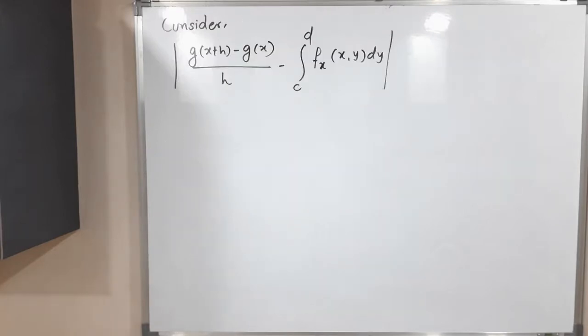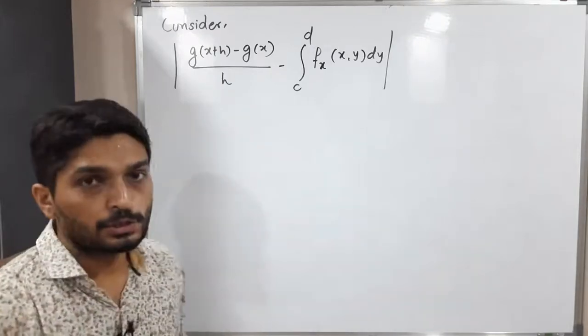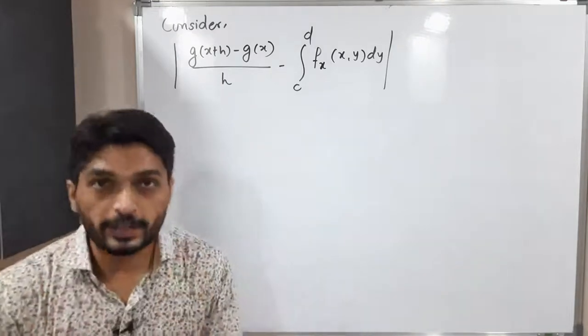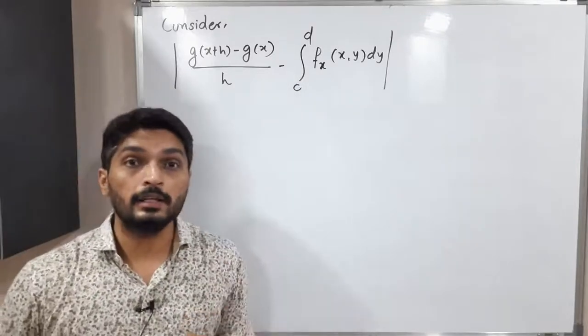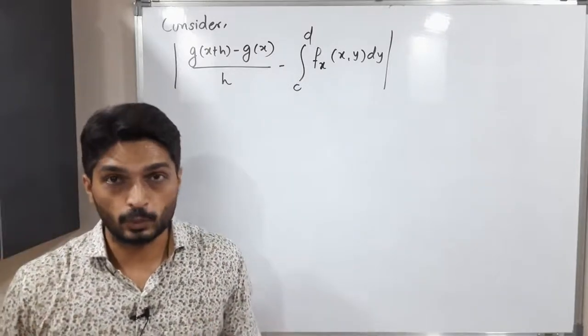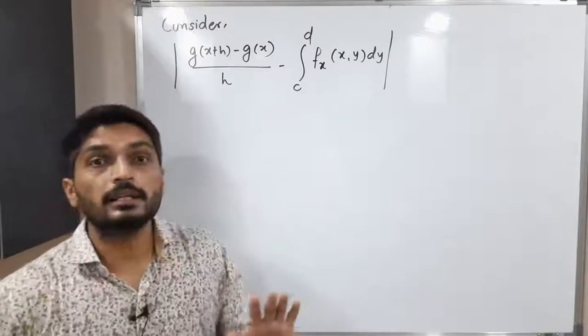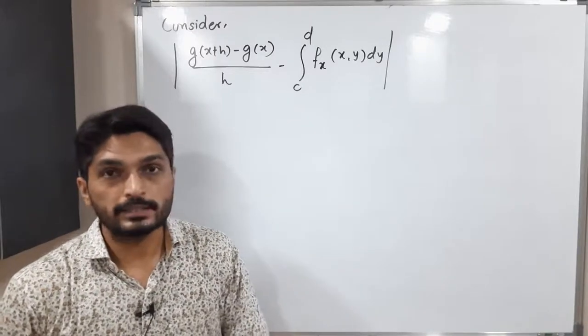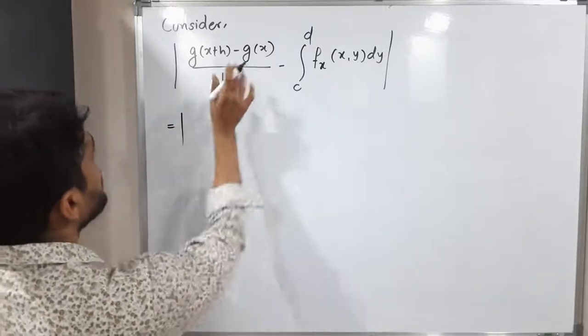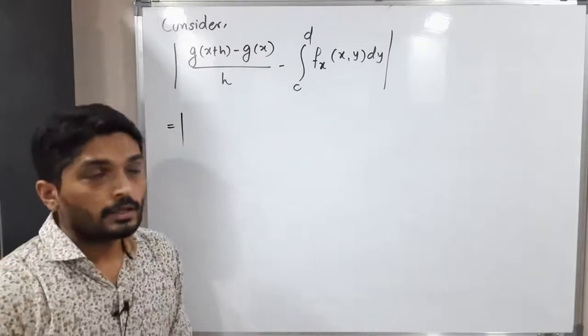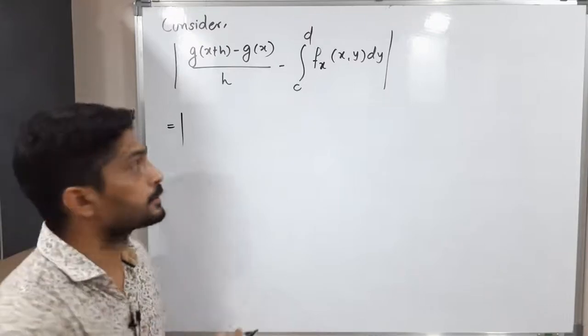Let us consider this mod now. So g of x plus h minus g of x upon h, this value we have already calculated, right? This integral is given in the statement of the Leibniz rule. So that same integral I have taken here. Let us try to find its value. So what will I do? This is equal to this value we already have. I think in equation number 3 we have.